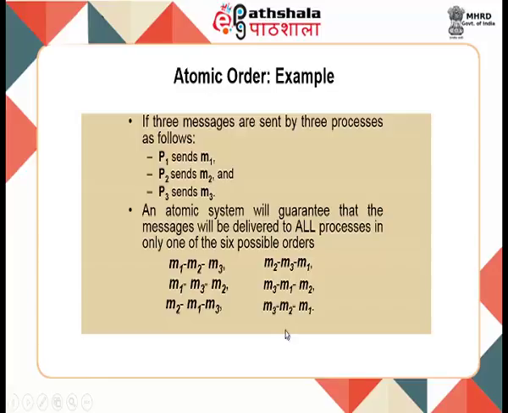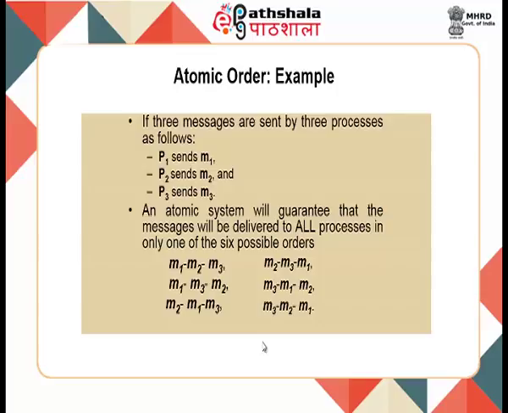So, for all the messages that will be received, some predefined order will have to be guaranteed, and using that, all the messages will be ordered and sent. No predefined requirement is there, except for the fact that if the same process is sending two messages, even in atomic ordering, that cannot be violated.